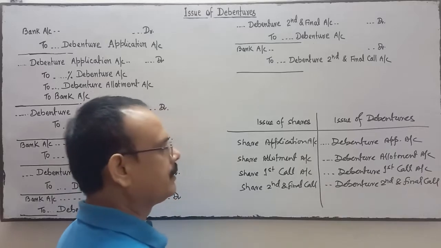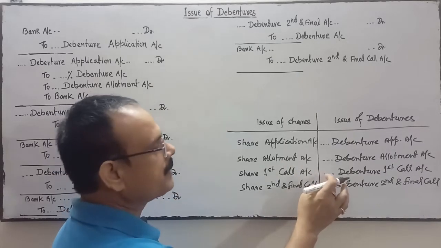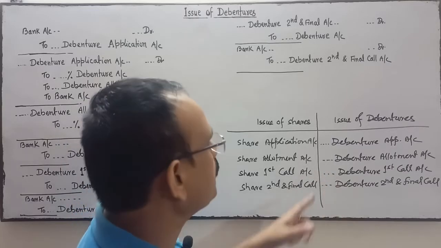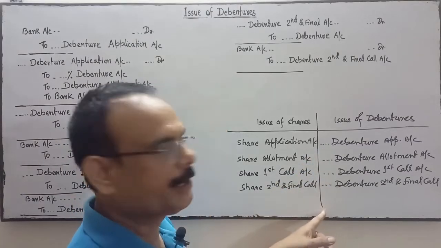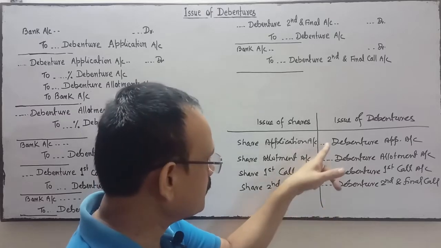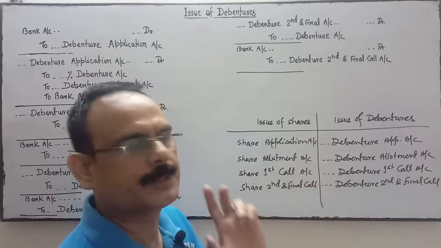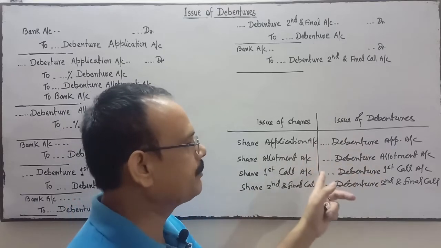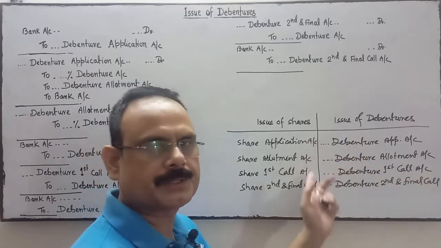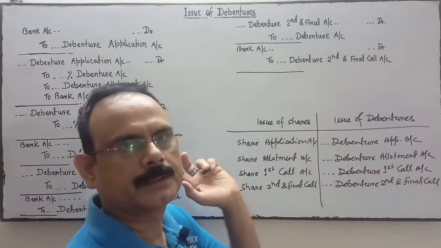Always we write the interest on debenture. If it is 9%, then we will write 9%. If it is 12%, then we will write 12%. If it is 10%, then 10%. If it is 8%, then we will write 8%. Debenture application, 8% debenture allotment, 8% first call, 8% debenture second and final call.